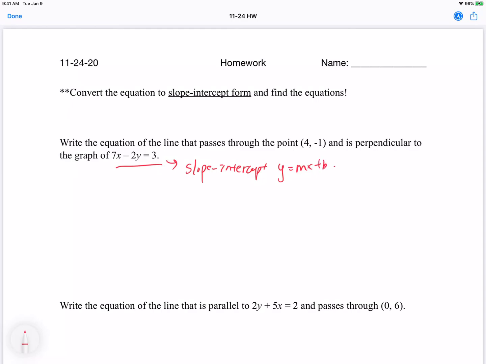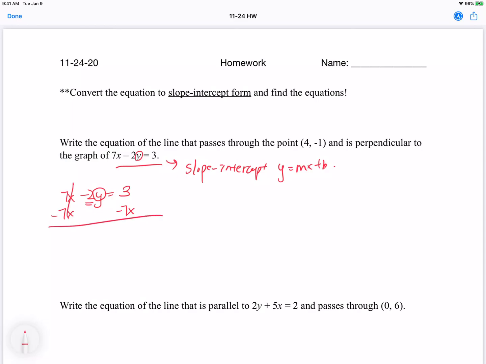Okay, so the way you do these questions is you need to get y by itself. I'm given 7x minus 2y equals 3. The very first thing I must do is subtract 7x on both sides of the equation. Why? Because I want to get y by itself, and the negative 2 that's being multiplied is the last thing you're going to get rid of.